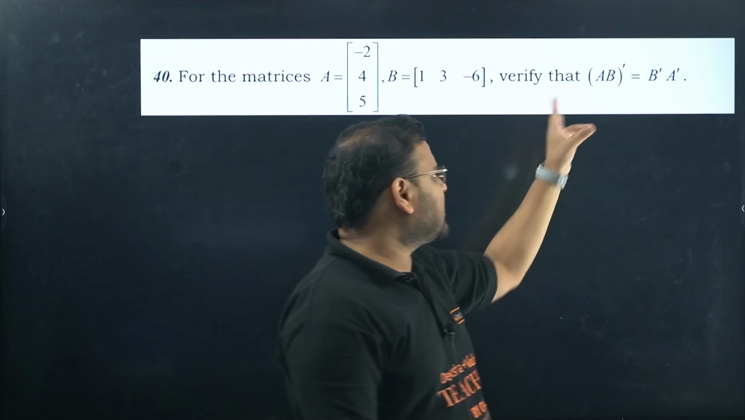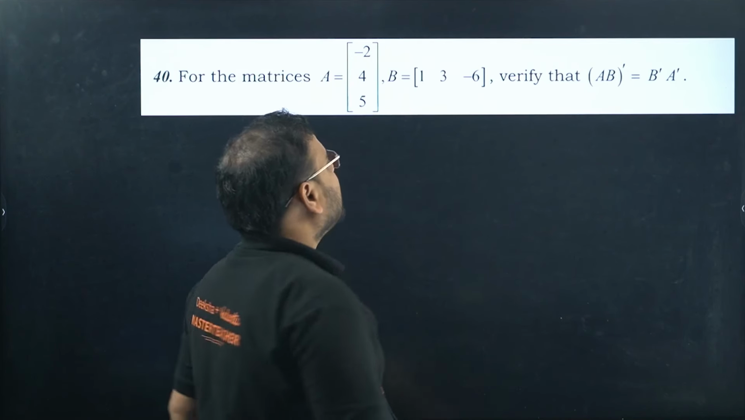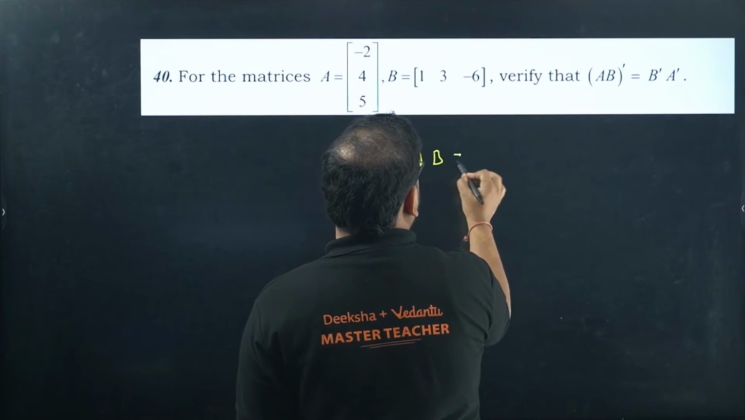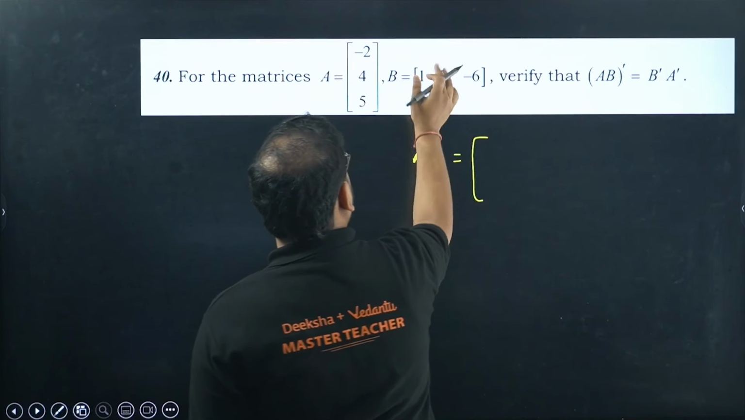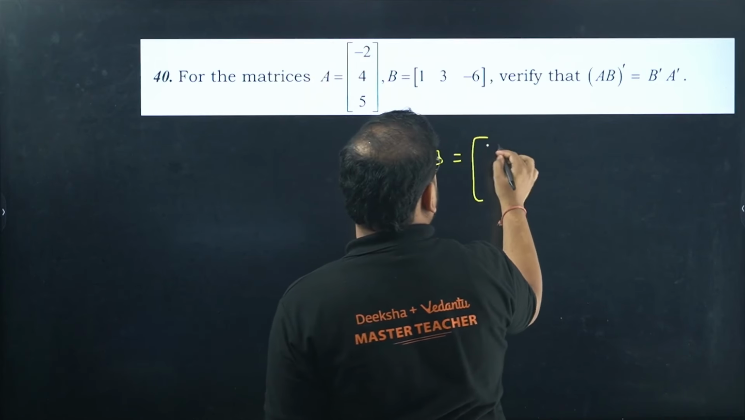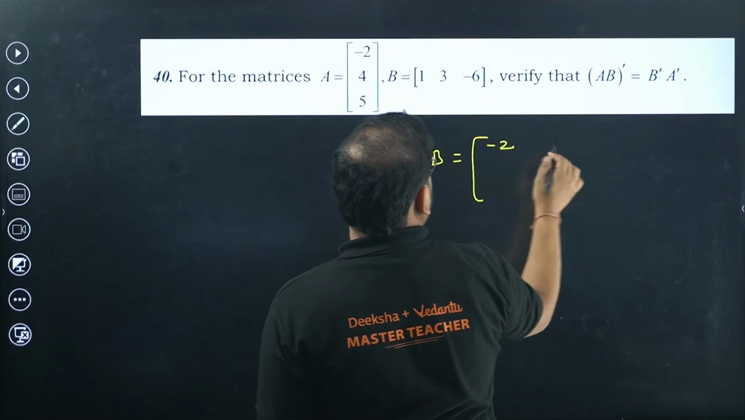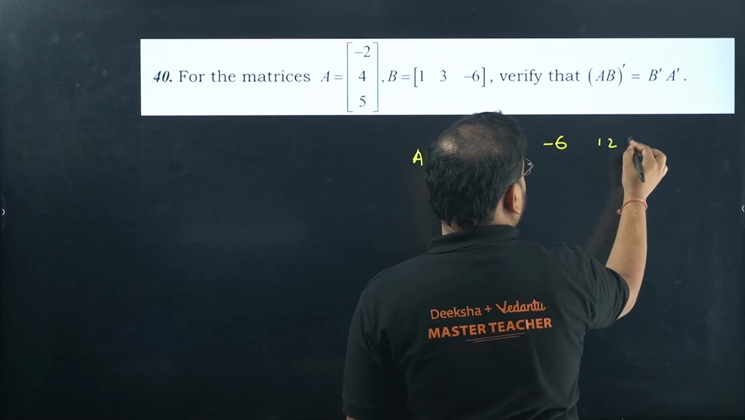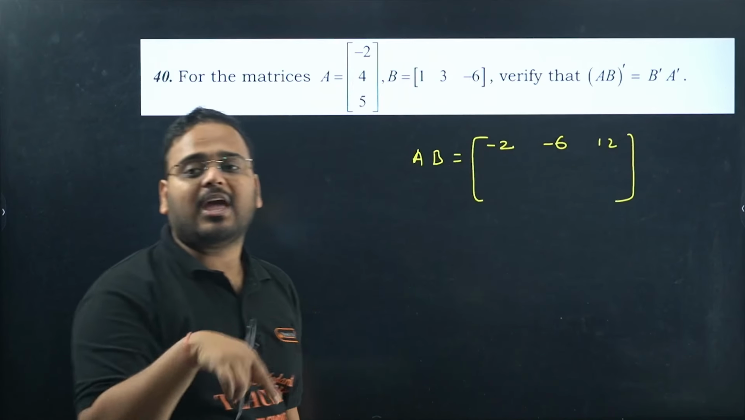We all know this is a transpose property. Let's find AB first. In the case of AB, we'll have to start from here and there. So we're going to go row to column: minus 2 into minus 1 is minus 2, minus 2 into 3 will be minus 6, the second element, minus 2 into minus 6 will become plus 12. My first row of AB is complete.